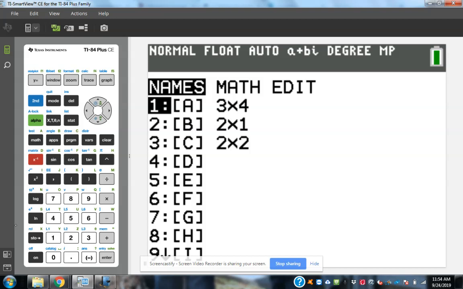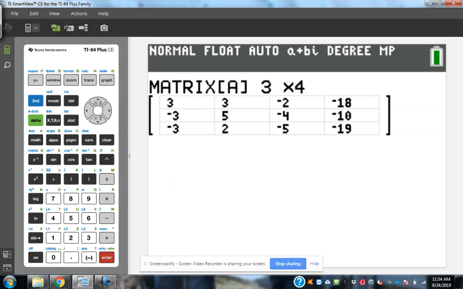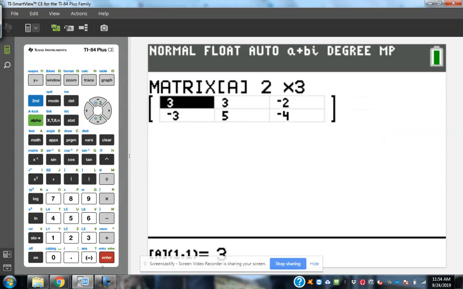Now, we want to edit a matrix and put the one we have for number 1 in there. So we're going to go over to edit. I'm just going to select matrix A, the very first one. It doesn't matter which one you pick. I'm just going to pick A so I don't have to hunt for it. I've already got one in there that's a 3 by 4. That's not the size of the one I need. I need a 2 row by 3 column. So I'm going to change that to 2, enter, 3, enter. Notice how it resized it for me. Now it shows a 2 by 3.